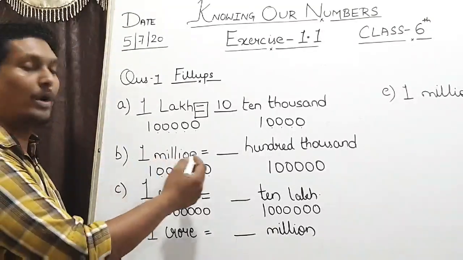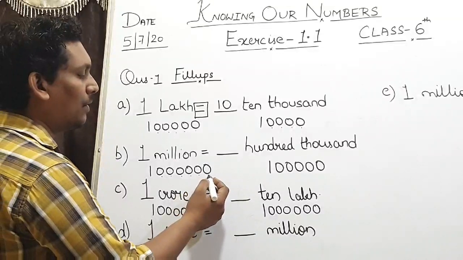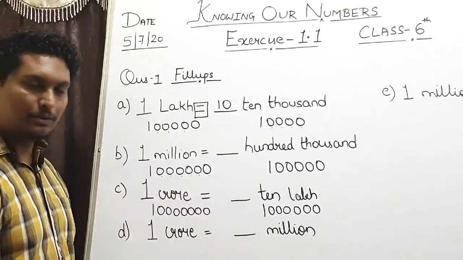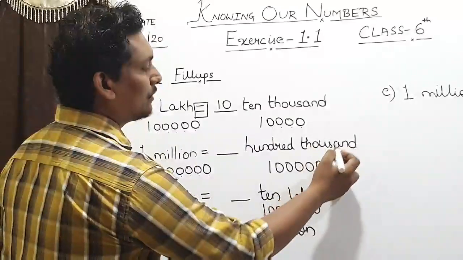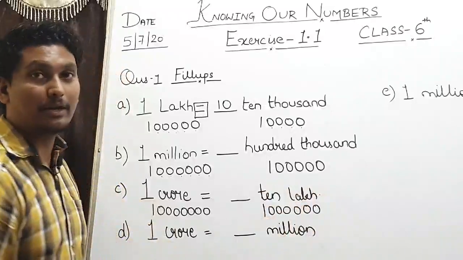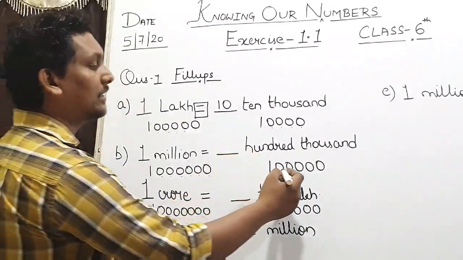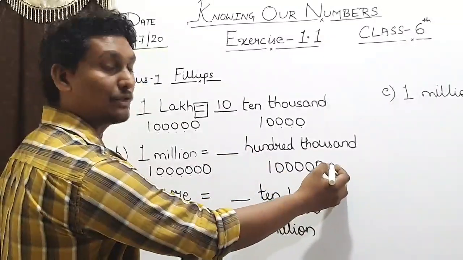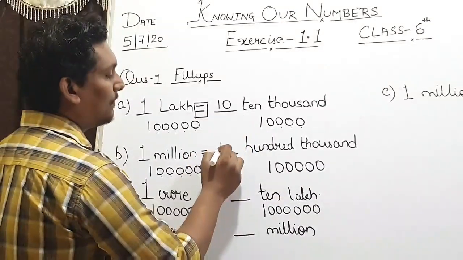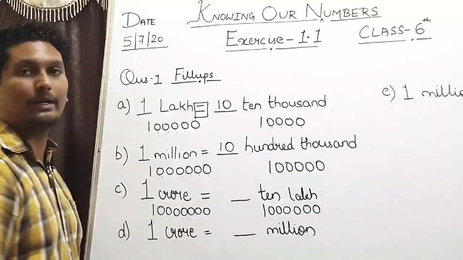Same way, 1 million. How many zeros are here? 1, 2, 3, 4, 5, 6. 6 zeros are there. And for 100,000, 1, 2, 3, 4, 5 zeros are there. Right? For making these 5 zeros to 6, what do we need? We need again one more 10. So we will add one more 10.